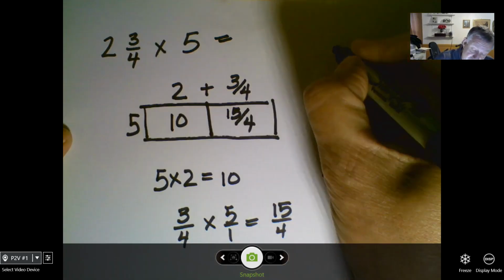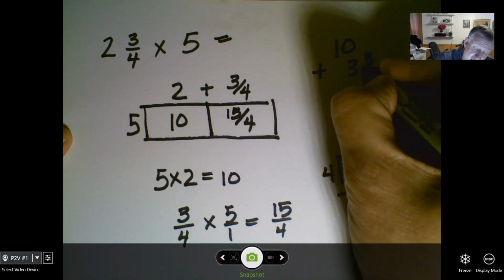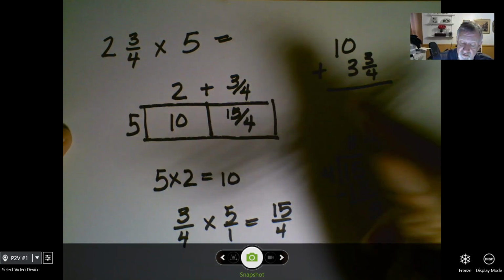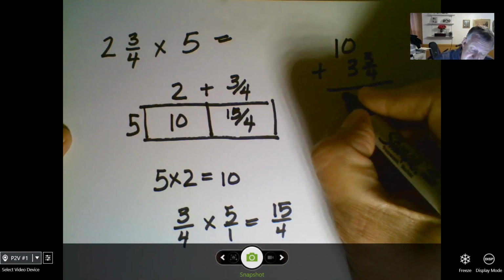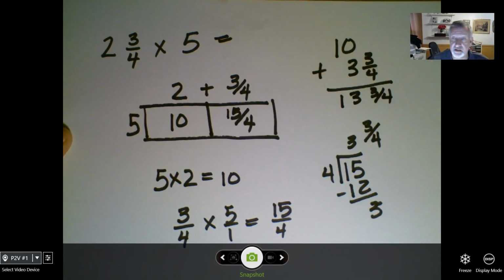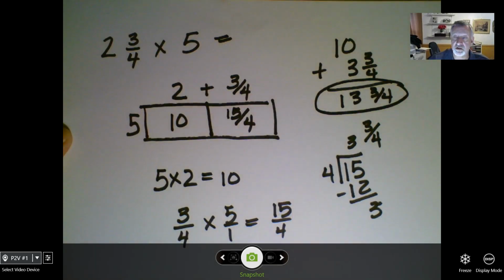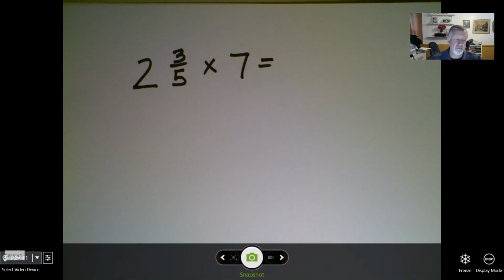So now, if I just take those two numbers, 10 plus 3 3/4, it will give me my total area. And 10 plus 3 is 13, and 3/4 plus 0 is still 3/4. So here I have my final answer, 13 3/4. Here's one I'd like you to try. 2 3/5 times 7. So go ahead and try this one while I pause the video.